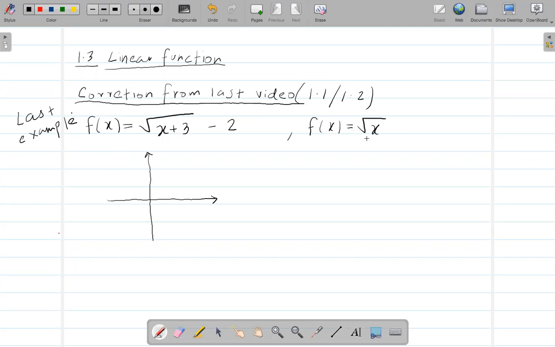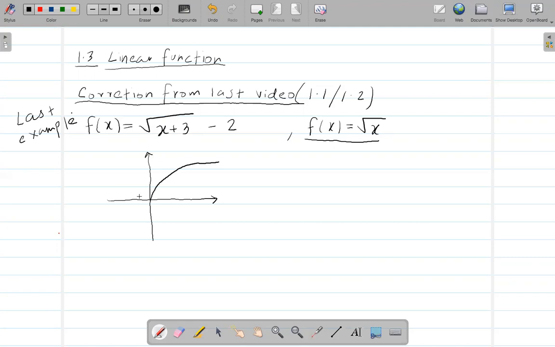So I said the cube root in the last video. Actually, it should be a square root, right? This is square root. I keep saying cube root, but yeah, this should be a square root. And another thing, when I transform this, as we know, the graph of this is something like this.